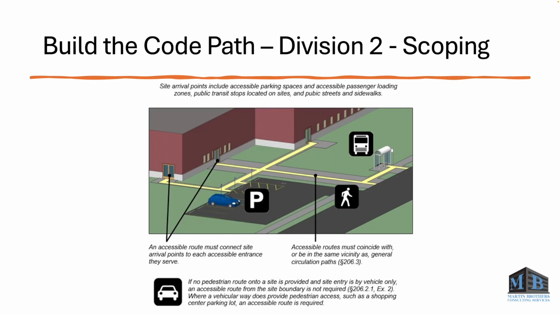This graphic is from the Access Board's guide to the ADA standards, and it basically just visualizes the information we got from the previous slide. It's showing the different site arrival points that are on a site and how we have to provide access from those site arrival points to the building entrances. Again, this is under the 2010 ADA standards, so the general idea is the same, but the specific requirements differ between the ADA and the California Building Code.